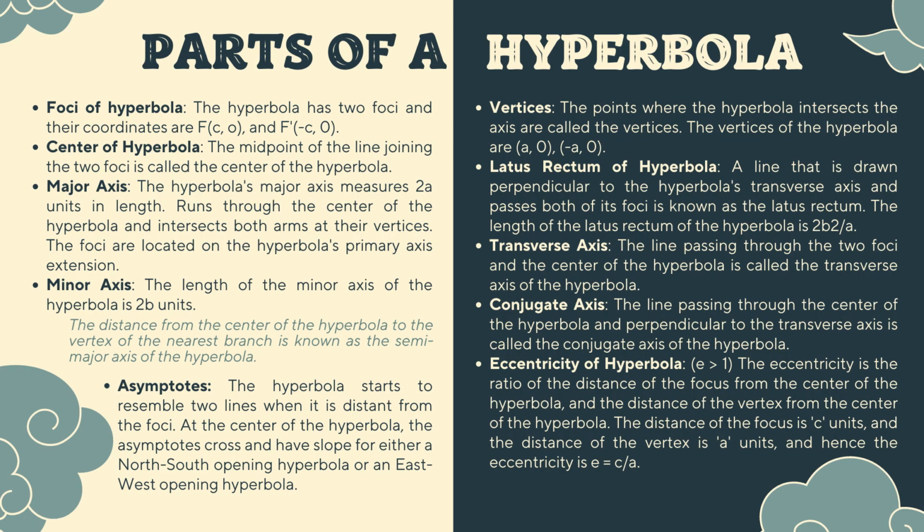Eccentricity of a hyperbola is the ratio of the distance of the focus from the center of the hyperbola and the distance of the vertex from the center of the hyperbola. The distance of the focus is c units, and the distance of the vertex is a units. Hence, the eccentricity is e equals c over a.